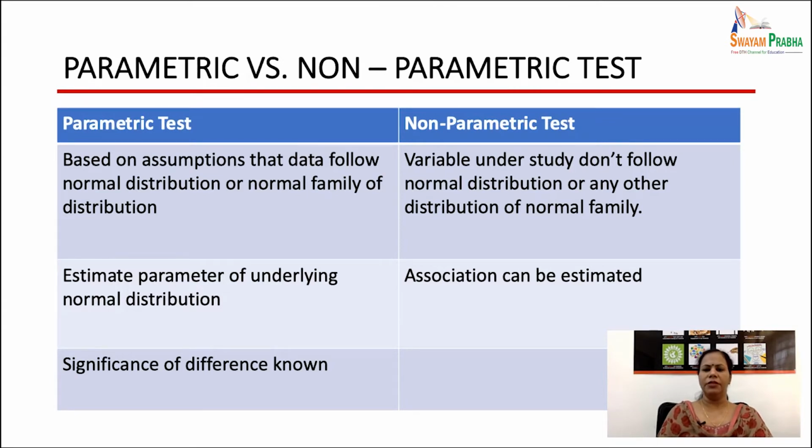The non-parametric tests are always used when our data is not following the normal distribution. Then we go for the non-parametric tests. We should not go for the parametric in that case. We should always go for the non-parametric tests, and there are always alternative non-parametric tests available. And through the non-parametric test we can calculate the association also.